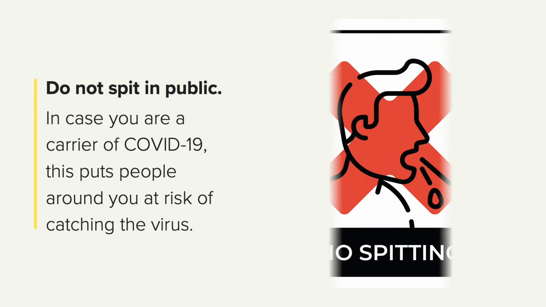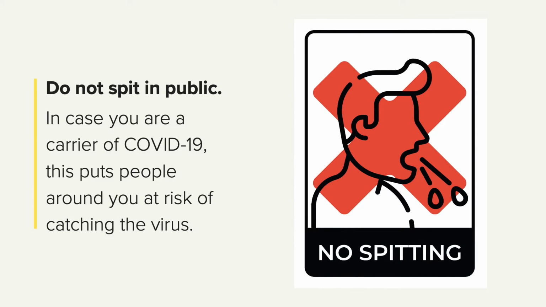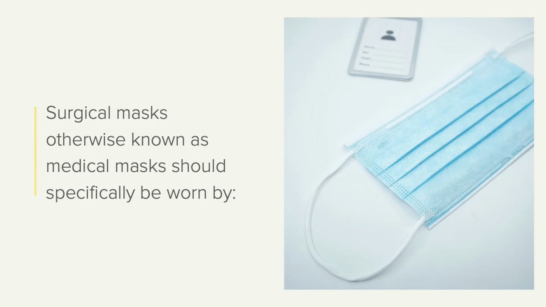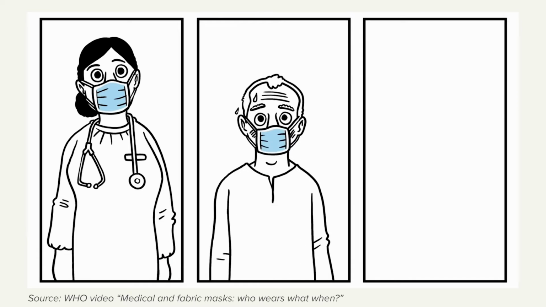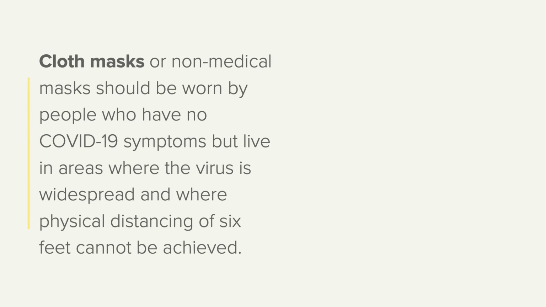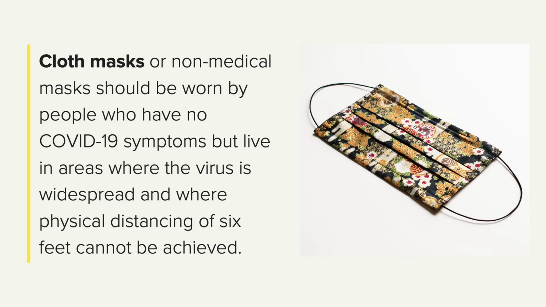Do not spit in public. In case you're a carrier of COVID-19, this puts people around you at risk of catching the virus. There are 2 kinds of masks. Surgical masks, otherwise known as medical masks, should specifically be worn by health workers, people who have COVID-19 symptoms, and those who take care of someone suspected or confirmed with COVID-19. Cloth masks, or non-medical masks, should be worn by people who have no COVID-19 symptoms but live in areas where the virus is widespread and where physical distancing of 6 feet cannot be achieved.